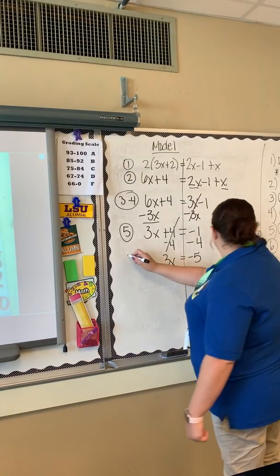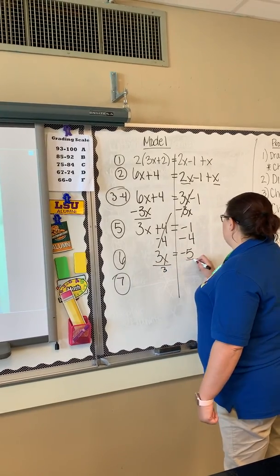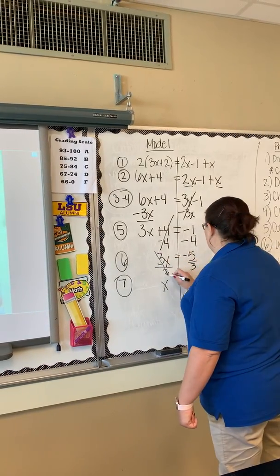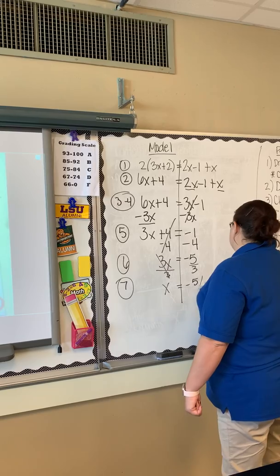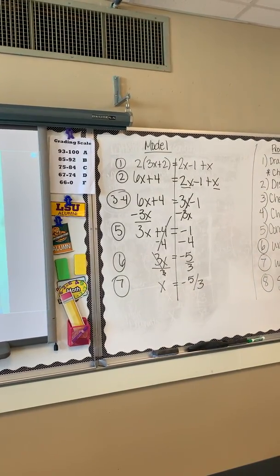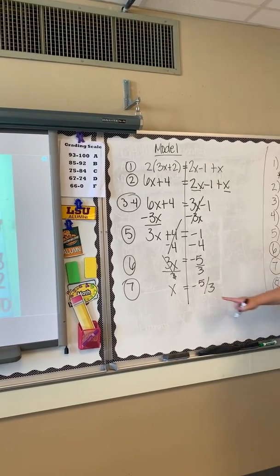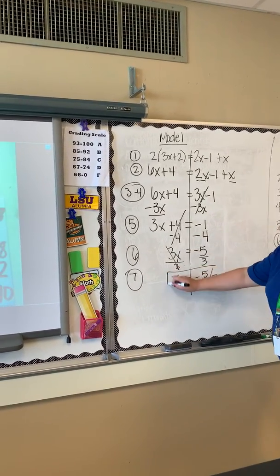Rewrite. That's step 6. Then I undo my multiplication and division, which is step 7. And then step 8 says to state the variable and box in your answer. So x equals, and I box it in.